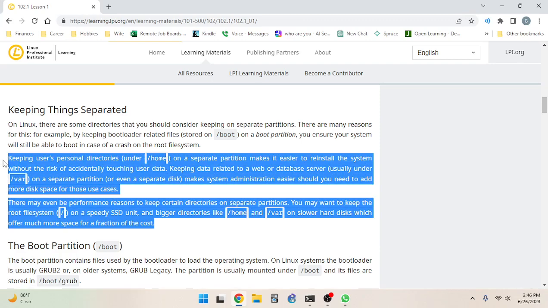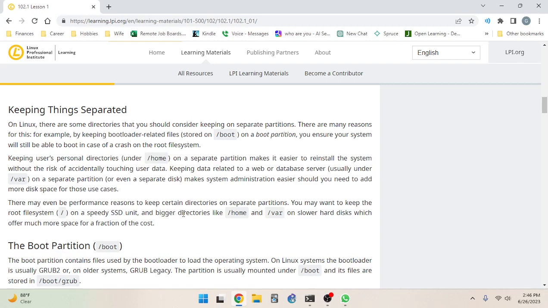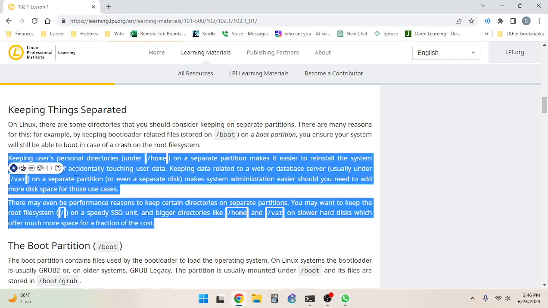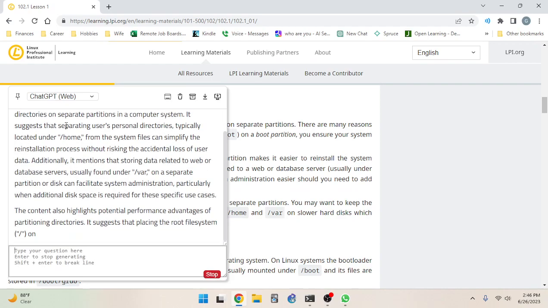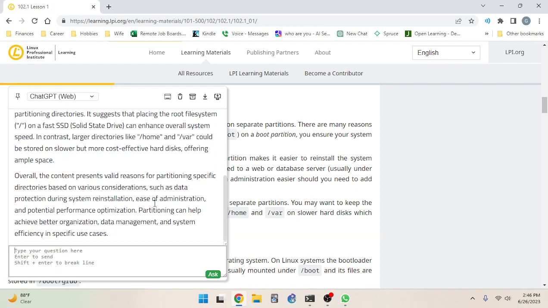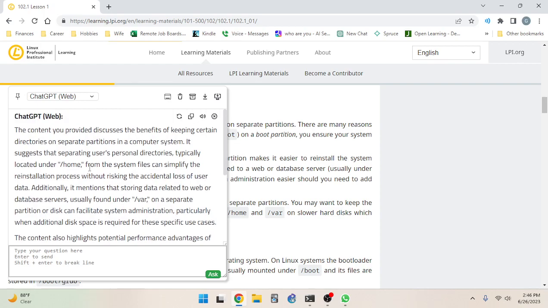So let's see what the AI says about this. I don't need to right click, I just need to highlight. The menu pops up automatically, and then I can hit ask. So the content you provided, and it's got to generate first, discusses the benefits of keeping certain directories on separate partitions in a computer system.